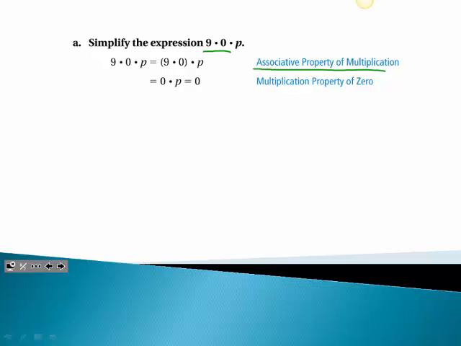That is the multiplication property of 0. And once you multiply p times 0 as well, you still get 0. So it's still multiplication property of 0. All right, so that's that property. When you multiply something and you get 0, it's called the multiplication property of 0.